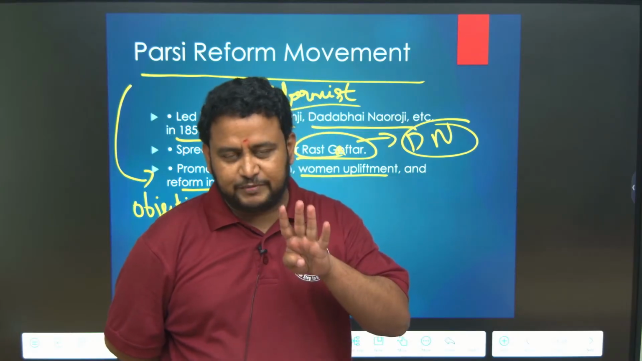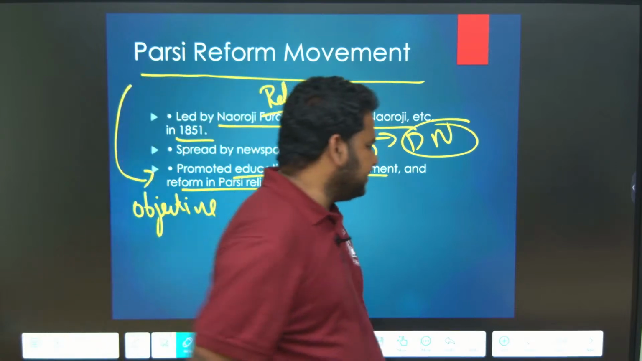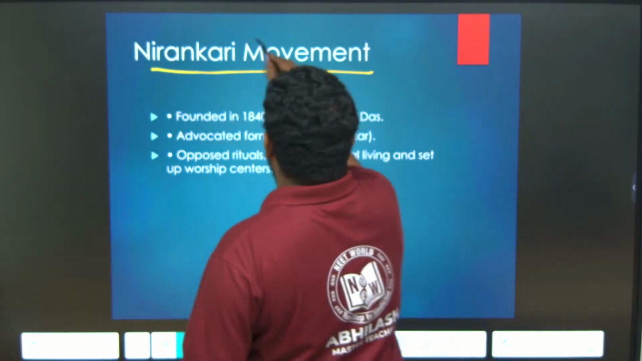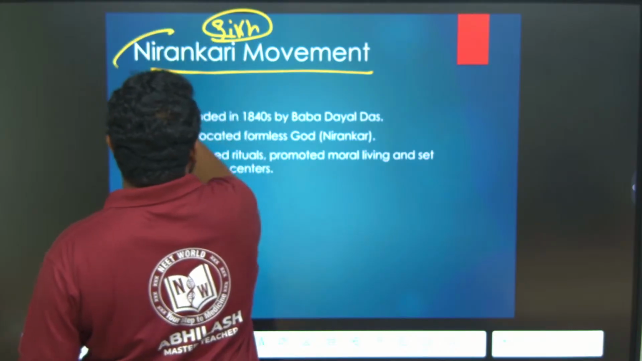So when it comes to Parsis, we learned this, and when it comes to Muslims, we learned 4 important movements. Now we will learn 6 Sikh reform movements, very important. Okay, let us start with the Sikh reform movements. The first thing is the Nirankari movement.